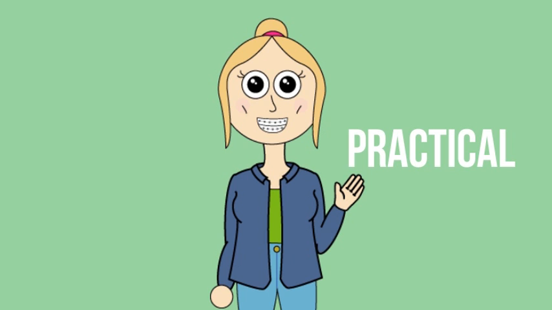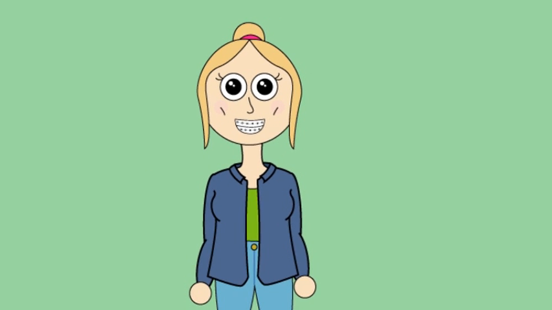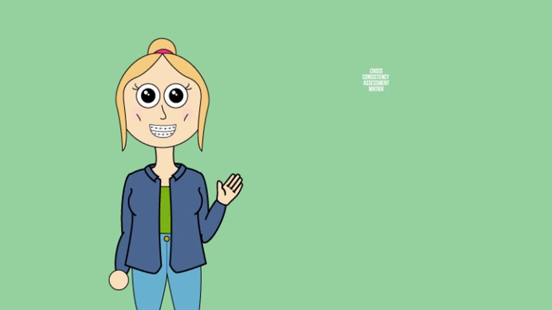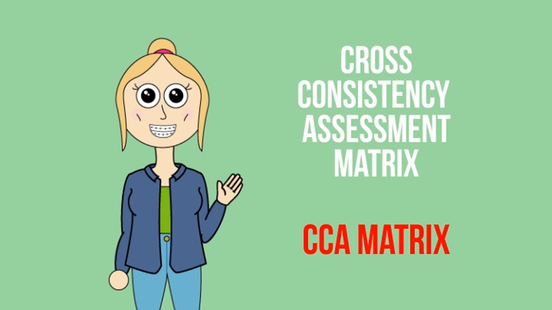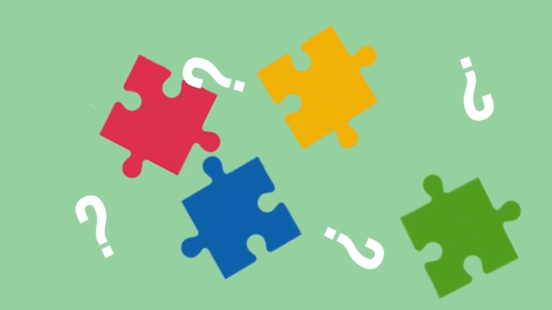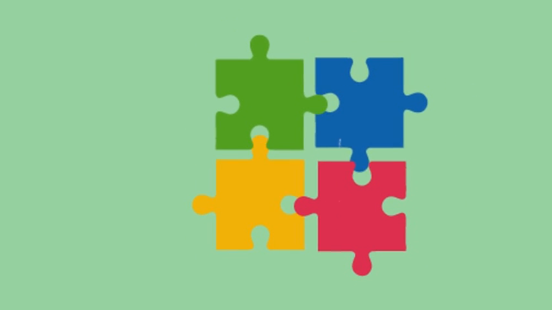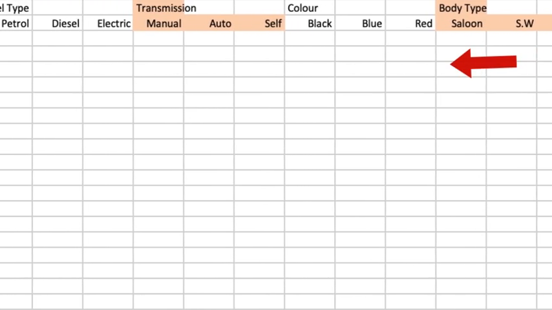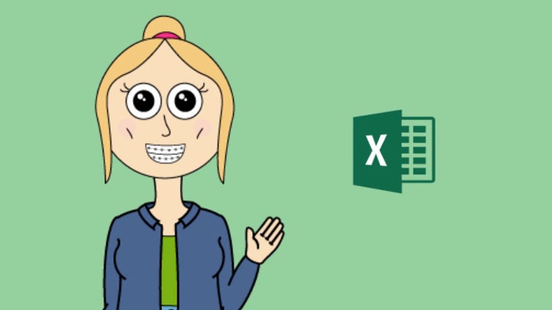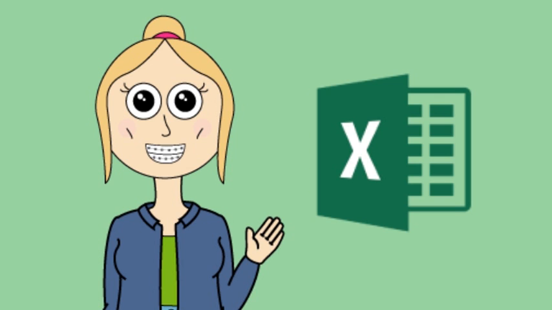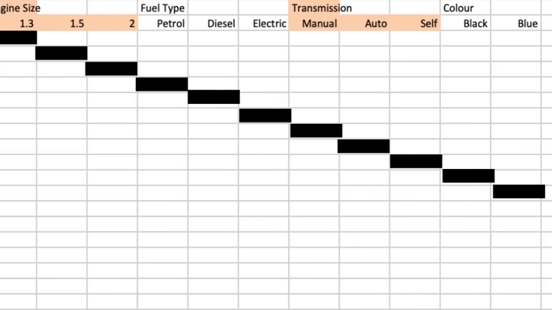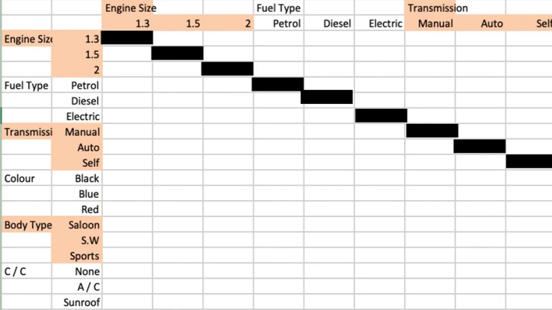So, how do we know which options are practical and also meet our restrictions? We carry out what's called a pairwise comparison of each parameter with every other parameter. This is done using a matrix called the Cross-Consistency Assessment Matrix, or CCA matrix. This is what Zwicky considered his principle of contradiction and reduction. How is it done? I know it sounds difficult and confusing, but once it's broken down for you, you'll see it's logical and straightforward. To make a cross-consistency assessment, we create a grid with each of the parameters across the top, and then again in the same order down the side. An Excel sheet is usually the cleanest way of doing this, and also makes it easier to remove any mistakes. Once we have all of our parameters in place, we can begin by removing the illogical options first. So when the same parameters line up with each other, just eliminate those.